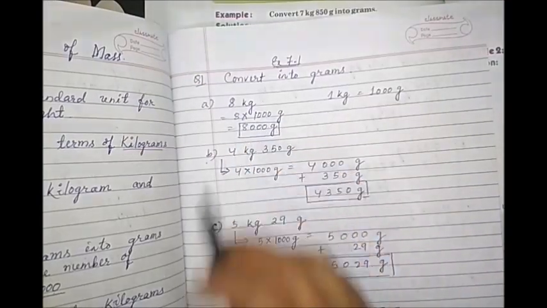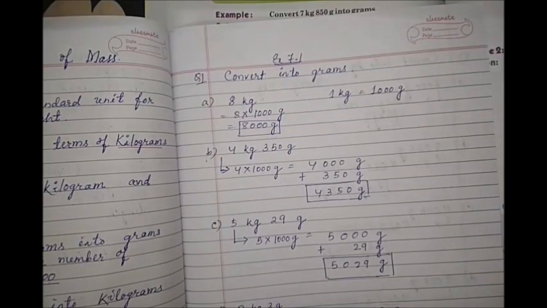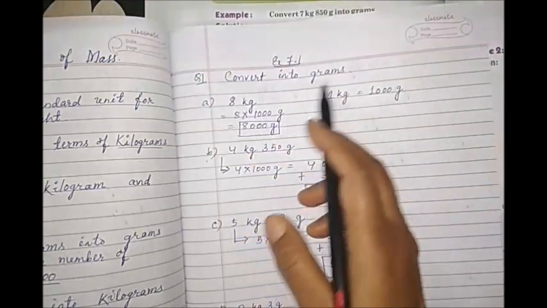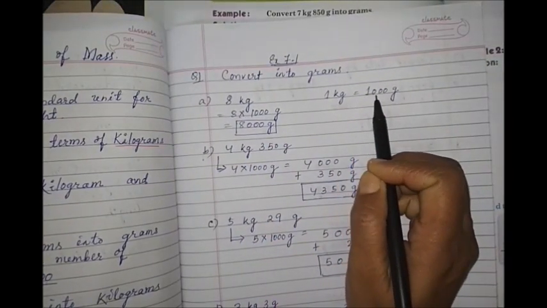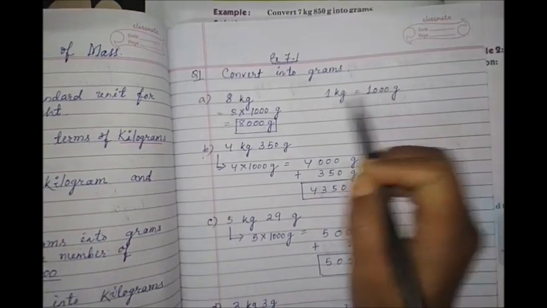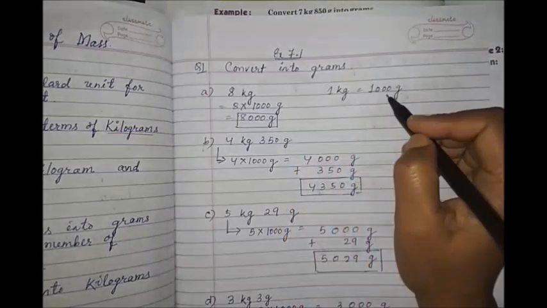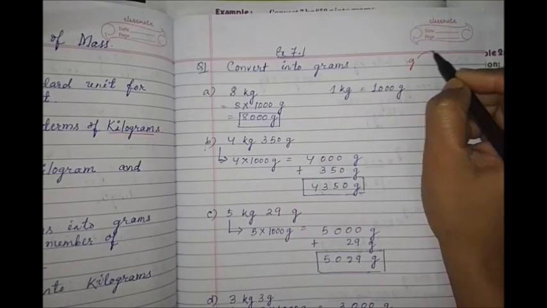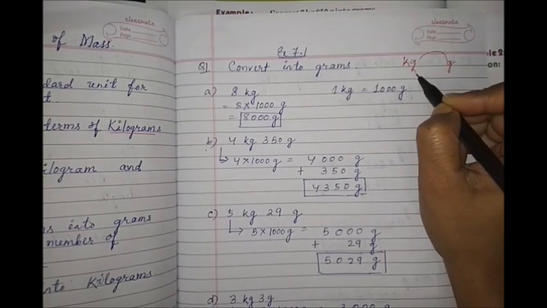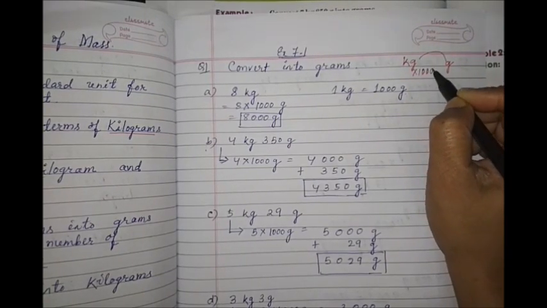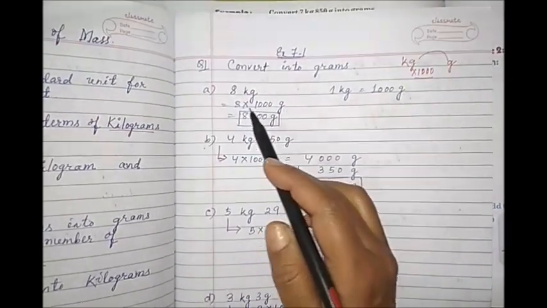8 kilogram. We have to convert 8 kilogram into gram. So first you have to write here: 1 kilogram is equal to how many gram? 1000 gram. So 8 kilogram will be 8 multiplied by 1000. I told you, when you convert kilogram into gram, we multiply the number of kilogram by 1000. So 8 multiplied by 1000 is 8000.